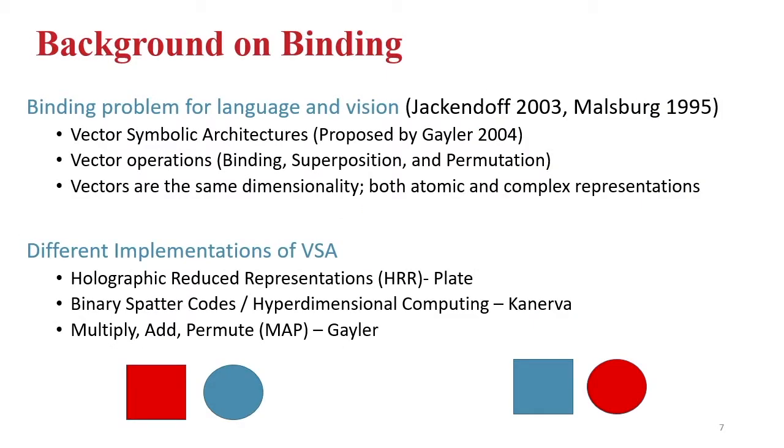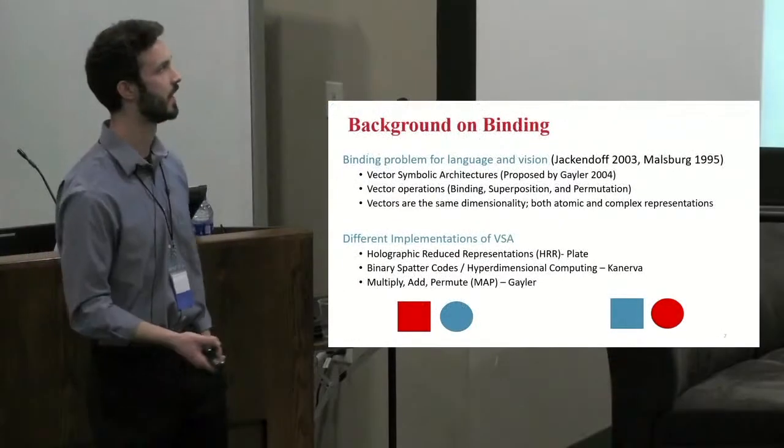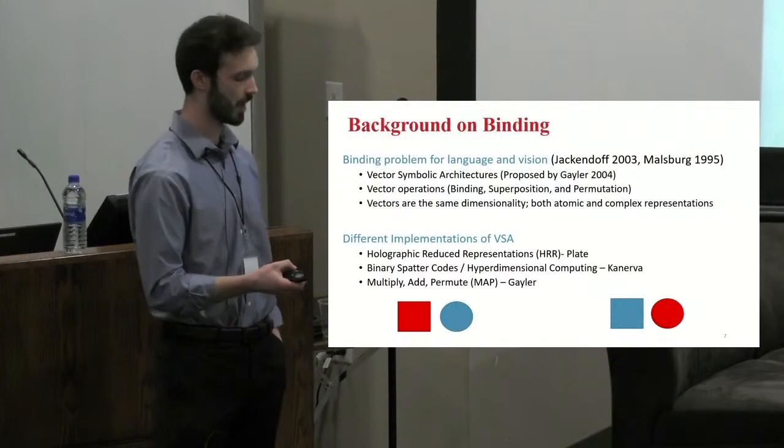So binding is a neuroscience problem. The vision version of this problem is in the two scenes that you see at the bottom here, a red square and a blue circle. There are different brain regions that encode shape and color. How do you not confuse the two different scenes at the bottom here? How do you know it's a red square and a blue circle instead of a blue square and a red circle? Some solutions in this space are vector symbolic architectures.